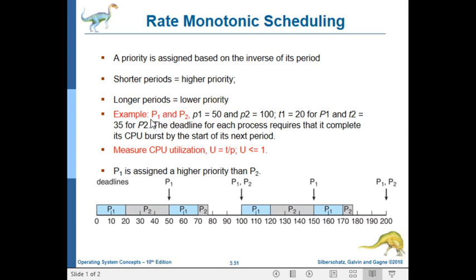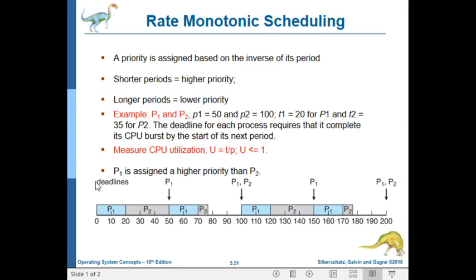Let's say we have two processes, P1 and P2. The period for P1 is 50, and for P2 is 100. The processing time for P1 is 20, and the processing time for P2 is 35. The deadline for each process requires that it complete its CPU burst by the start of its next period. Or in other words, the end of a task period is also the task's hard deadline.